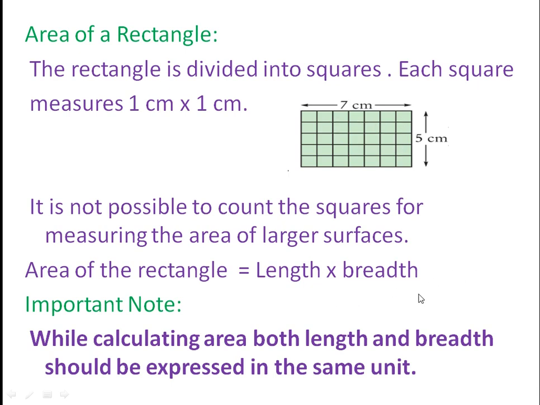Go to the next concept. There is an important note here. While calculating area, both length and breadth should be expressed in the same unit. Same unit means if length is in centimeters, breadth also in centimeters only. If length is in meters, breadth also in meters only. This is a very important note for this chapter.